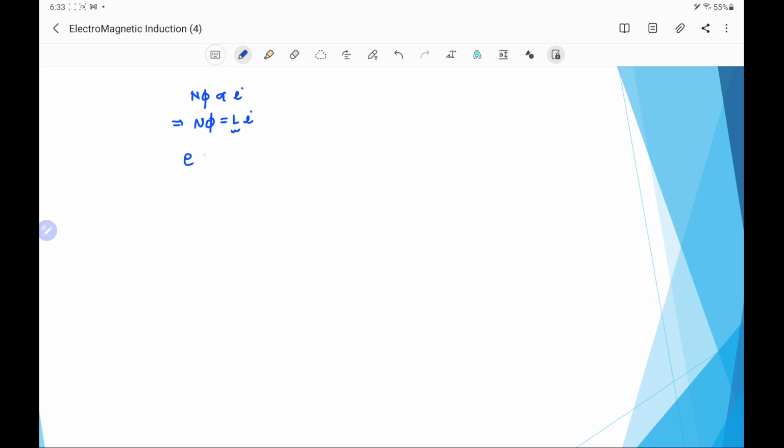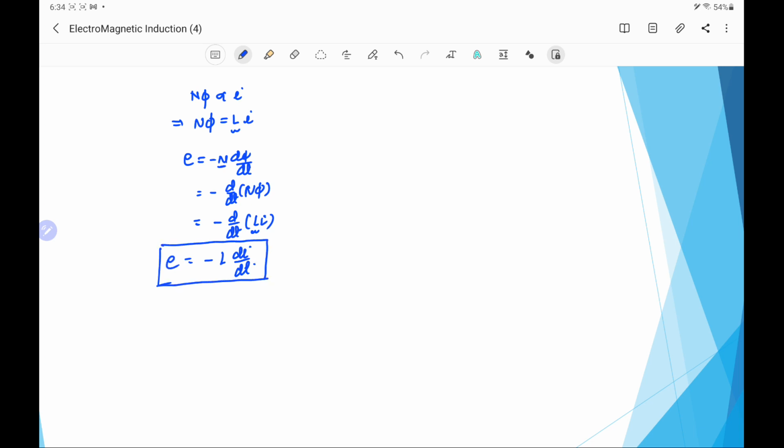And the induced EMF because of the flux change will be equal to minus N d phi by dt, and because N is constant, it can be taken inside the differential, and we can write it as differential of N phi with respect to time. Replacing this N phi with Li, because L is constant here, it is taken out of the differential, we can write it as di by dt. So E equal to minus L di by dt for a coil having the self-inductance L.